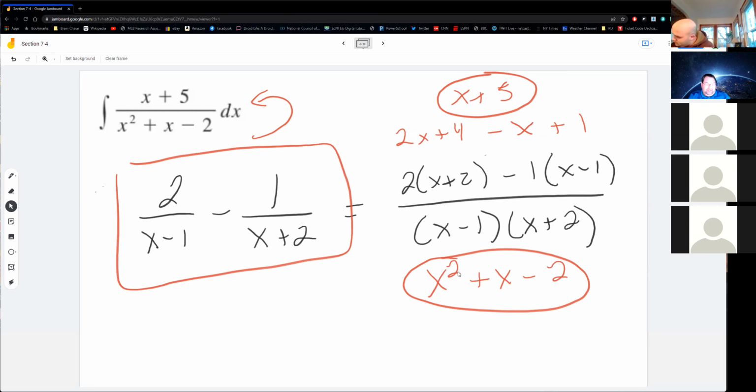The question comes in is, how do I go from this to that? It's easy to add two fractions together. It's harder to split two fractions up in a very specific way. Okay, that's what we're going to actually look at tonight.